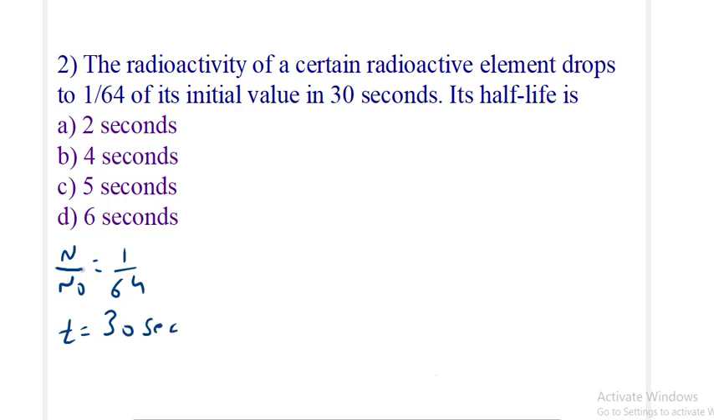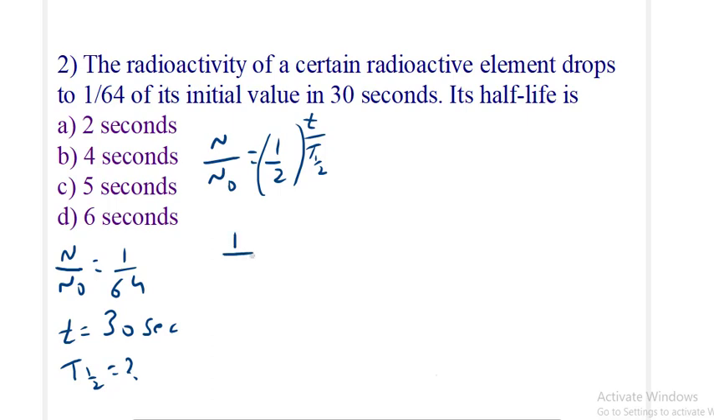So we have a radioactive element where at t equal to 0, n0 was 64. Now after 30 seconds n becomes 1. So what is the half-life? We need to calculate t half. We have a formula: n upon n0 is equal to half raised to t upon t half. So n upon n0 is 1 upon 64, and this is half raised to 30 upon t half.